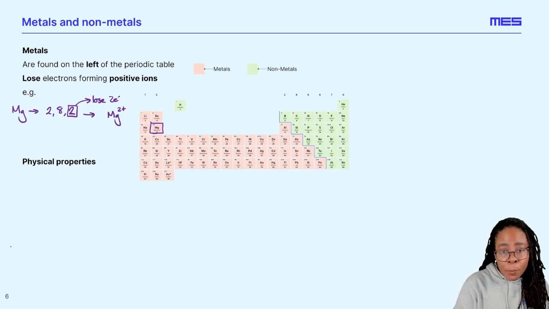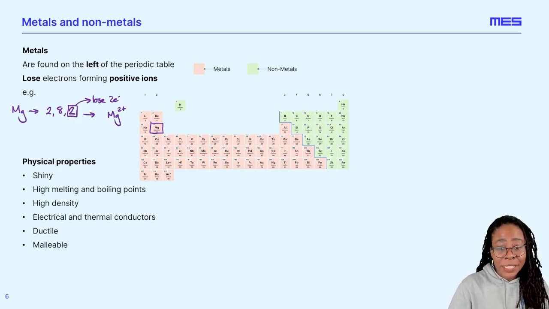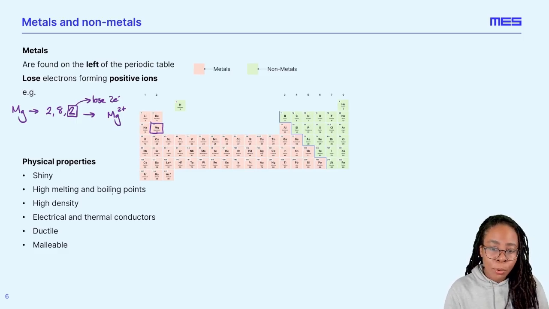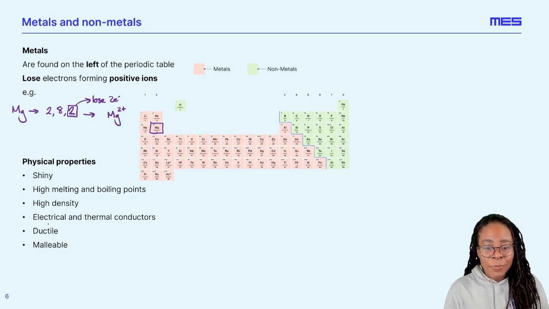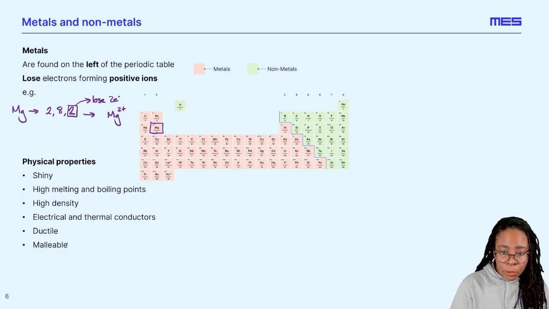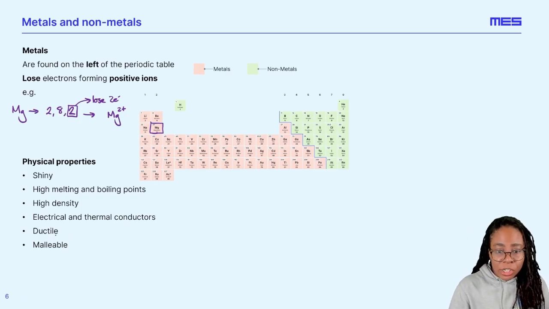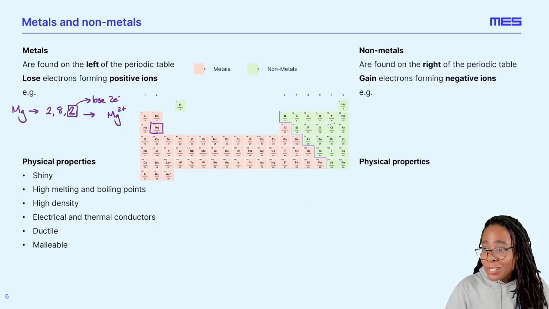In terms of the physical properties of metals, metals are typically shiny, have high melting and boiling points, high densities, they are electrical and thermal conductors, they are ductile and malleable, so they can be stretched into wires and beaten into sheets. Going to our non-metals, it's the opposite.